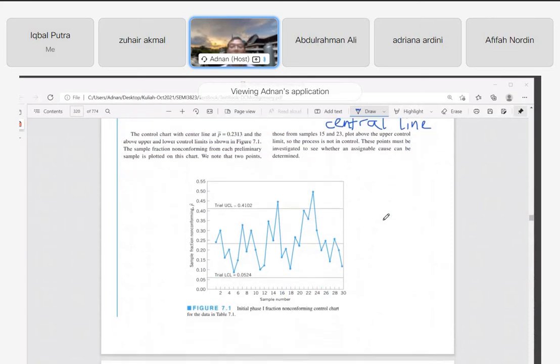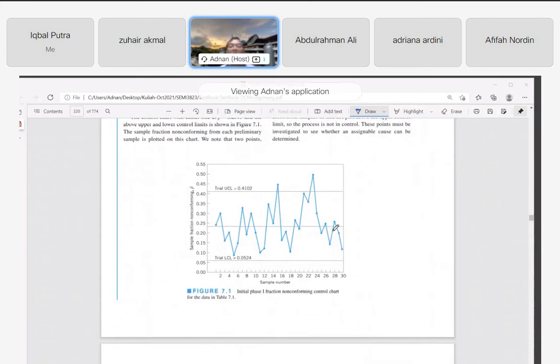Okay, so now we plot the central line and the upper control limit. One thing I need to remind you here: the lower control limit in a P chart is not so significant, because a lower P, or lower control limit, means that the process is improving. If we have a low proportion of defective units, the process is good. So most of the time we are concerned only with the upper control limit.